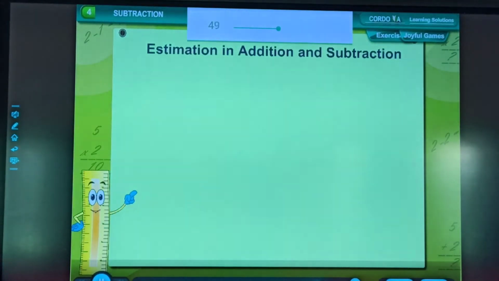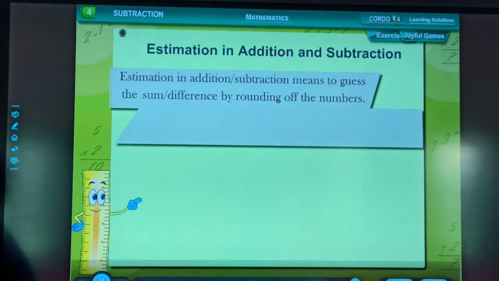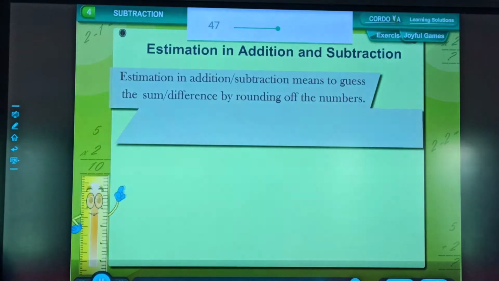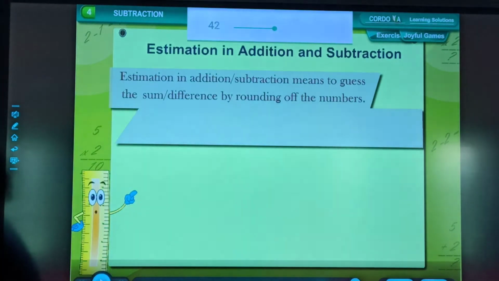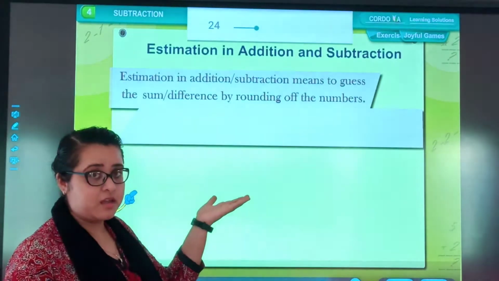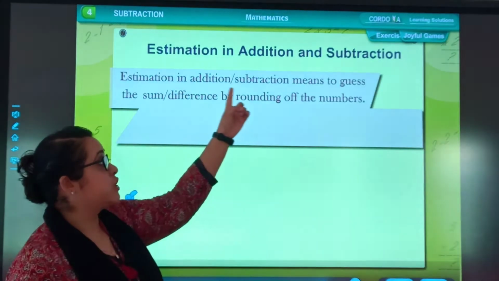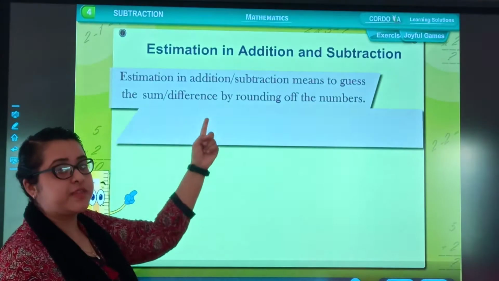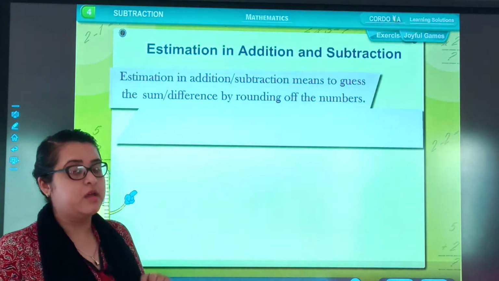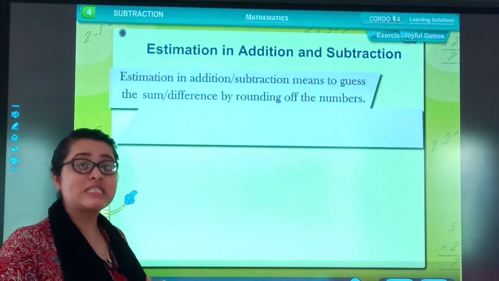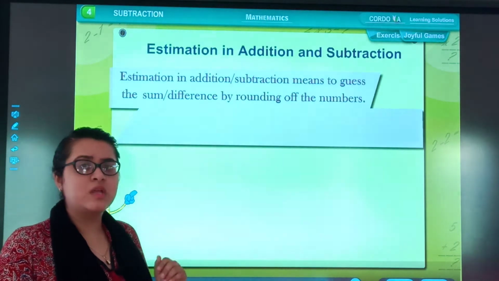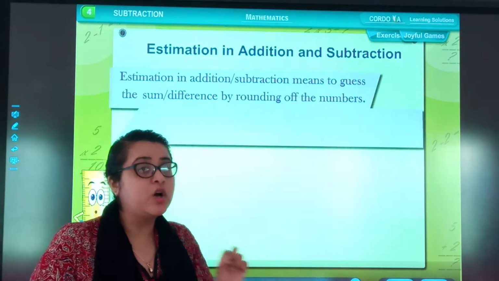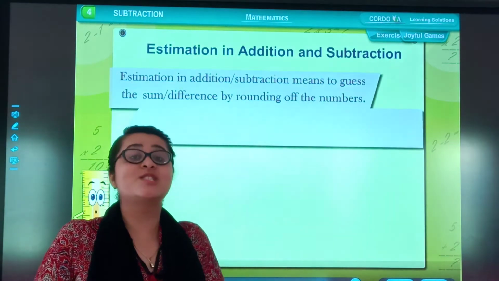Estimation in addition and subtraction. Estimation in addition or subtraction means to guess the sum or difference by rounding off the numbers. Students, you saw what is written here? Estimation in addition or subtraction means to guess, हम guess करेंगे the sum or difference. When it is asked in the question to add, we will add. When it is asked to subtract, we will do deduction. By rounding off the numbers, we will round off the numbers, then afterwards we will do the addition. So simple, isn't it?